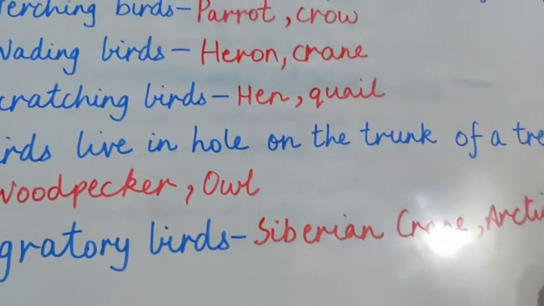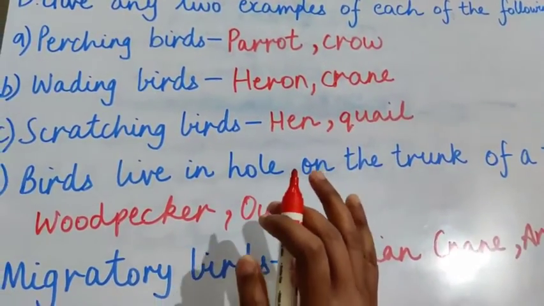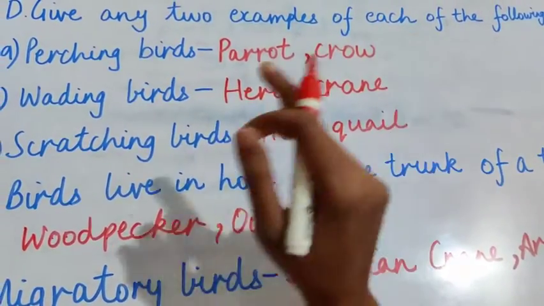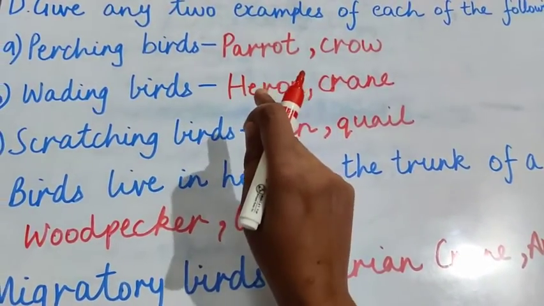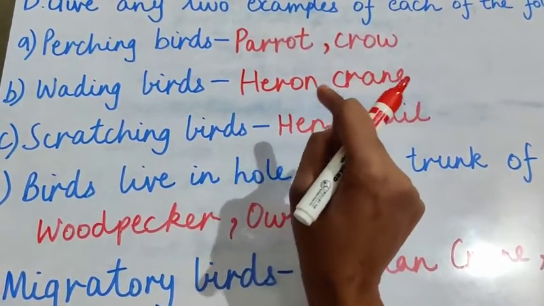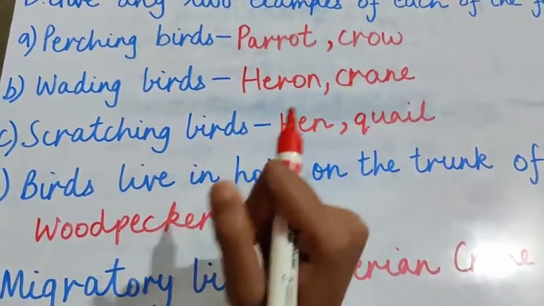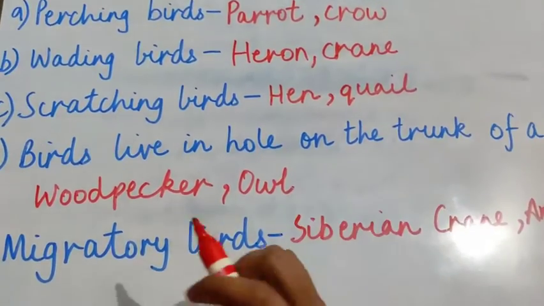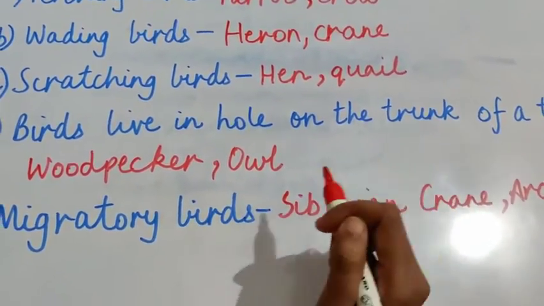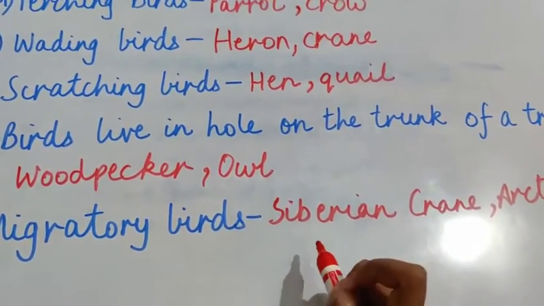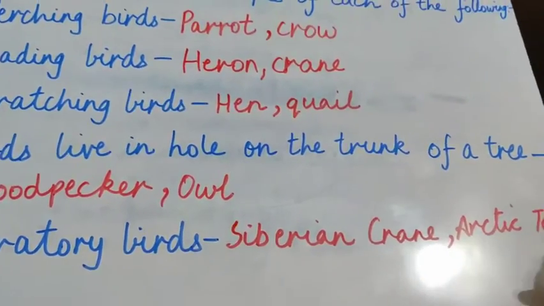Right, so I hope you have understood this question very well. Give any two examples of each of the following. Perching birds are parrot, crow, etc. Wading birds are heron, crane, kingfisher, etc. Scratching birds are like hen, quail. Birds that live in holes on the trunk of a tree are woodpecker and owl. Migratory birds are like Siberian crane and Arctic tern.